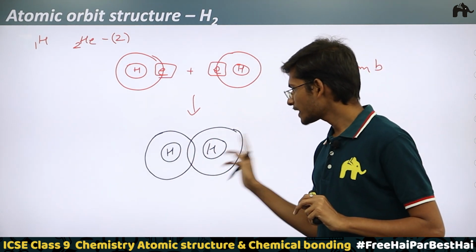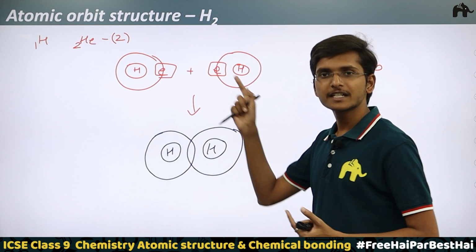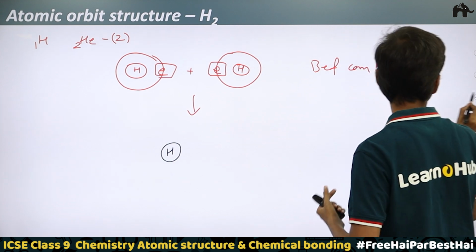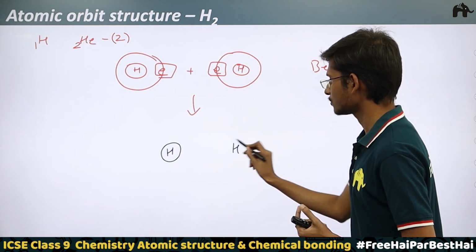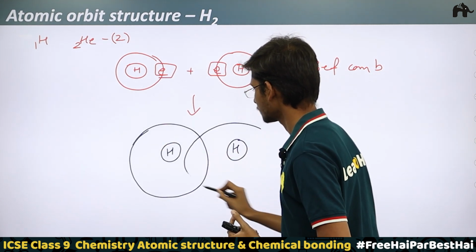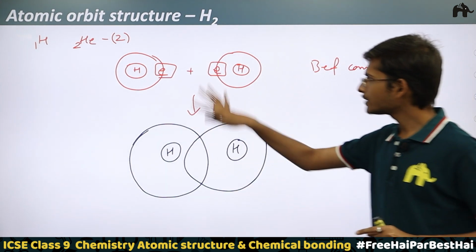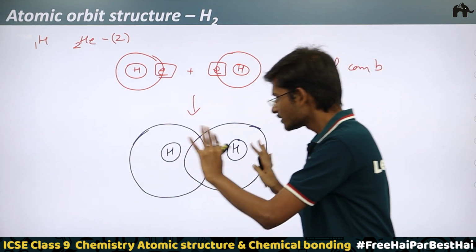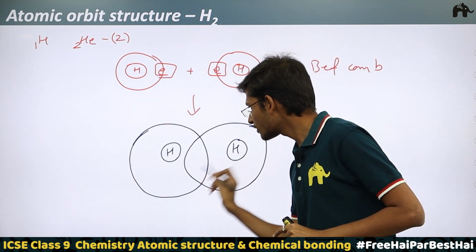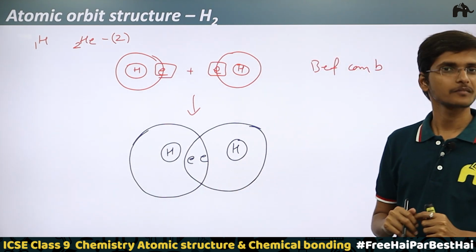So I have overlapped the only shell of hydrogen in this way, and the electrons are now shared. Let me erase it. What I have done is, the overlapping is very small, so now it will be very clear. This is the overlapping of their only shells, and once they have shared the electrons, we denote this sharing of electrons like this: we overlap the outer shells and write the electrons inside.